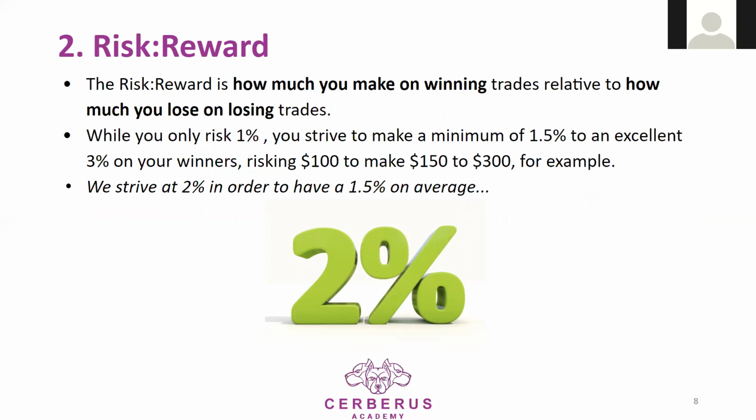The second point is the risk-reward factor. Okay, the risk-reward is how much you make on winning trades compared to how much you lose on losing trades. So let's say that we are risking 1%, but we try to have from 1.5% to an excellent 3% on our winners. So we risk 100 to make, for example, 200. Okay, so we accept the number of 2% in order to have 1.5% on average.